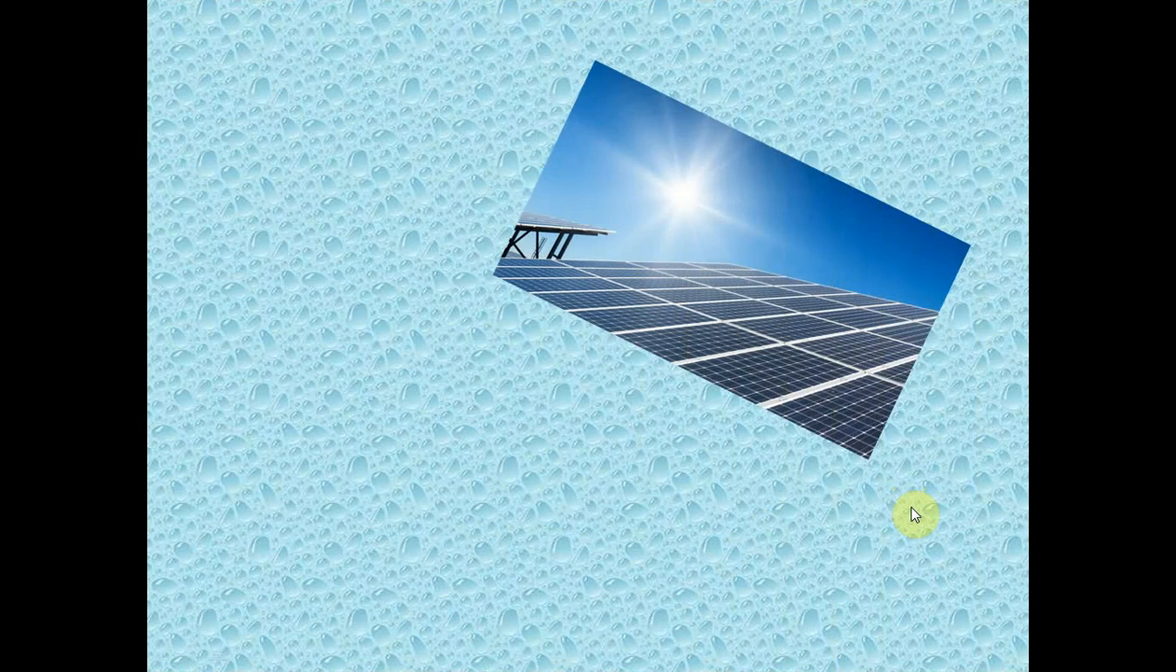Then we have this photo, and we talked about it in the last video. We said that these are called solar cells. And we said that these solar cells collect or absorb the sunlight and turn the sunlight into electricity. And we said that the solar cells are a very important source of electricity in our country, as they take or absorb all the sunlight and turn it into electricity or electric energy.